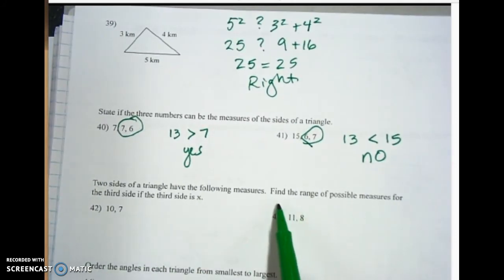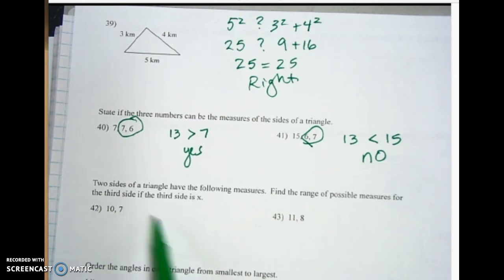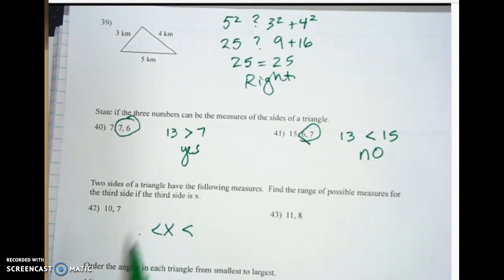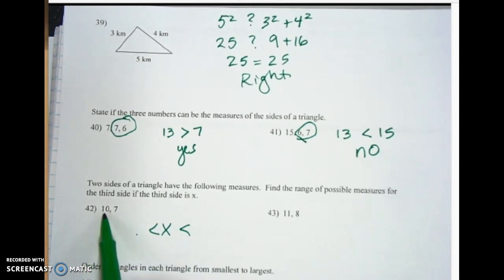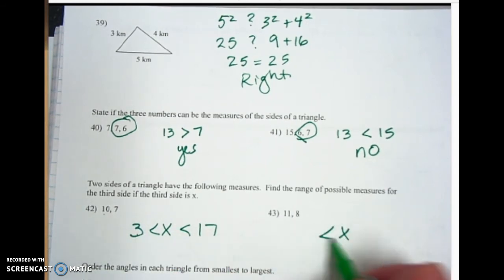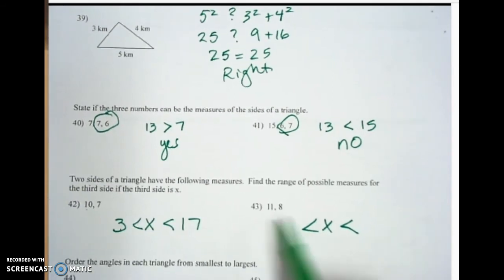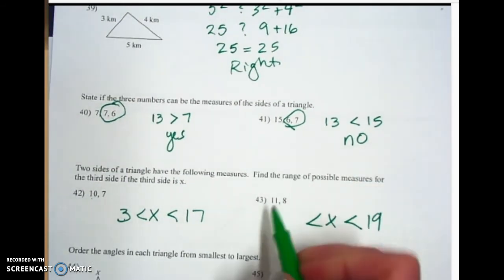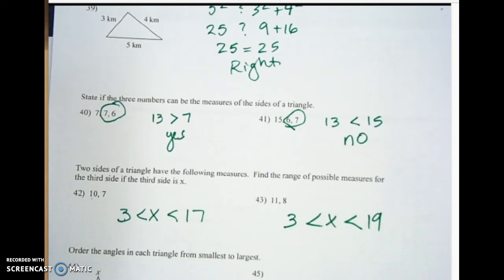We want to find the possible measures for the 3rd side. So we're going to put the x in the middle, and we're going to say it's greater than a certain number, less than a certain number. So you want to add and subtract them. Add the 10 and the 7, you get 17. Subtract the 7 from 10, you get 3. Add the 11 and 8, you get 19. Subtract the 8 from 11, you get 3.